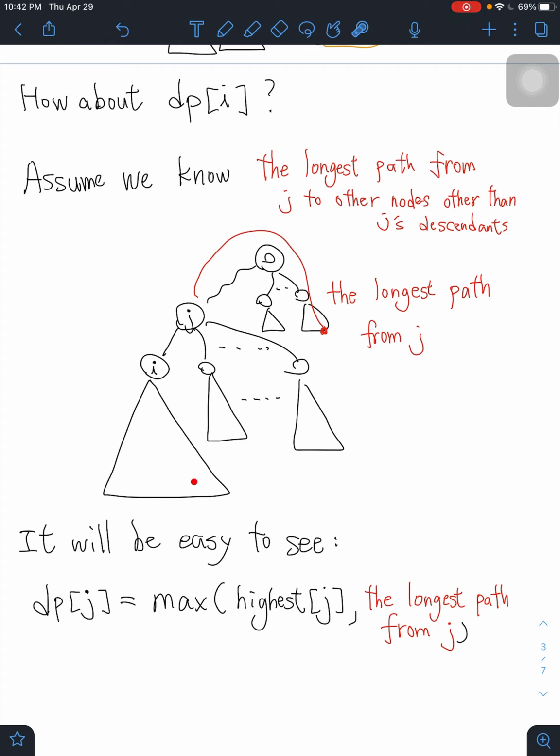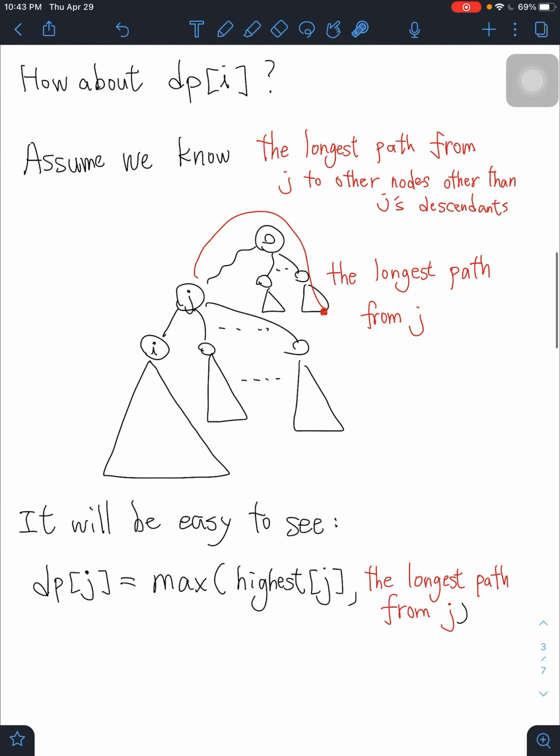So in this case, highest J is from J to one of the descendants of J, and over the longest path from J. You know that if we root this tree at J, you only have these choices, and basically highest J will just compute all the possibilities from J to the nodes of the descendants of J, and then this number can give one more choice, because if we root the tree at J, you have these choices. J's children will be these nodes.